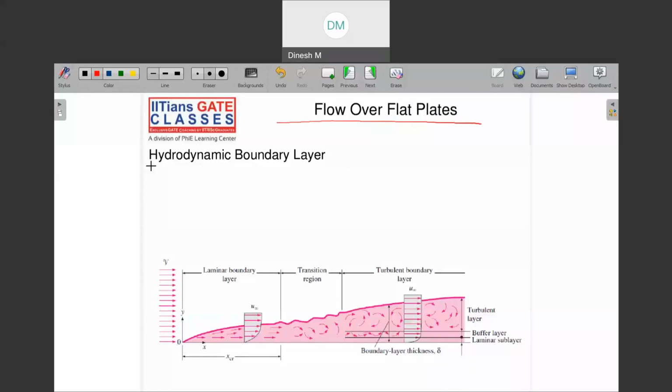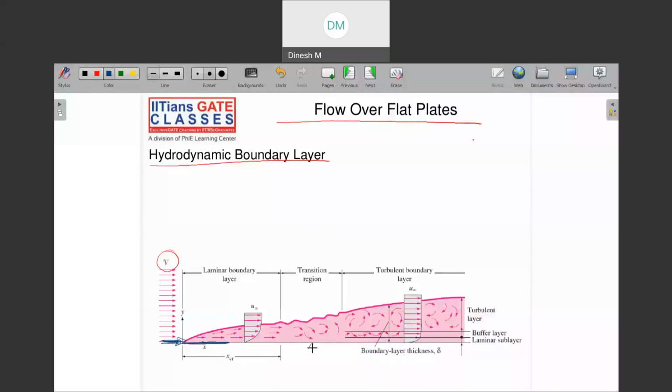So what is this hydrodynamic boundary layer? Let me help you understand. Whenever a fluid flowing with some velocity comes into touch with a flat plate which is stationary, or maybe has some velocity even, the bottom fluid layers which come into contact with this flat plate will also assume the velocity of the flat plate only, due to the no slip condition.